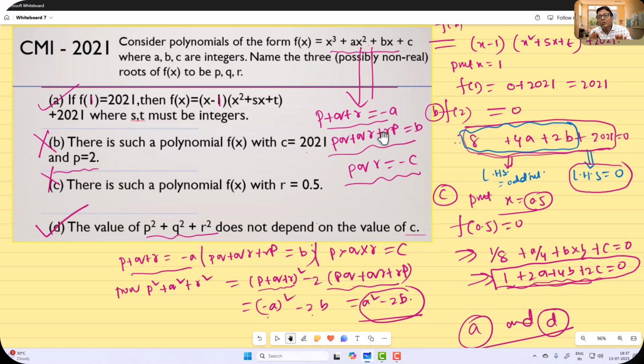This is a CMI 2021 question. Day by day the question may be difficult, but the concept will never be difficult. If you have a good concept of factor theorem, remainder theorem, division of a polynomial, I mean when dividing a polynomial by another one, the remainder, all these things, then you can solve these kinds of sums easily.